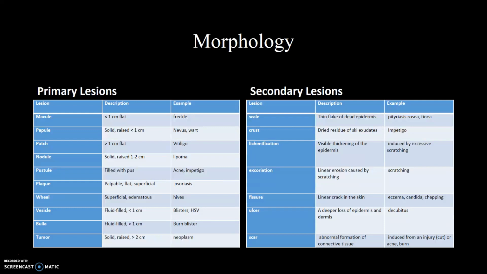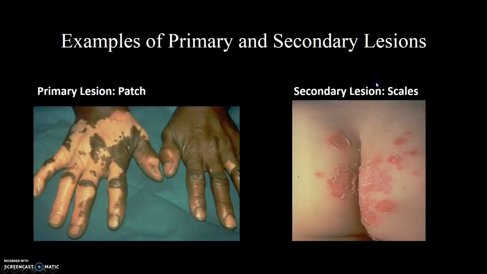A secondary lesion is a lesion that results from changes in the primary lesion. So when have you ever seen a nodule or a papule ulcerate and turn into an ulcer? Often, as a nurse, I'm sure. So those secondary lesions result from changes in the primary lesion. And it's important for us to be able to say, hey, this is a primary lesion. No, this is a secondary lesion.